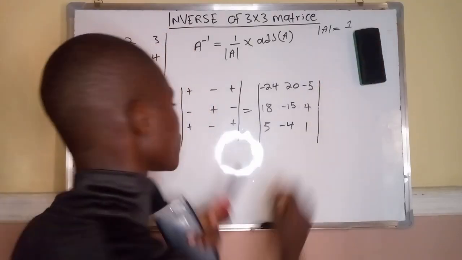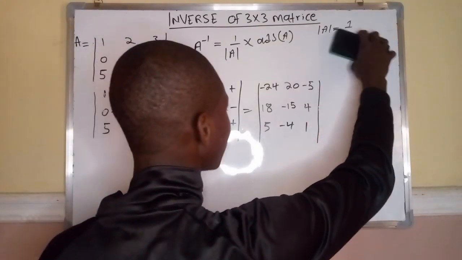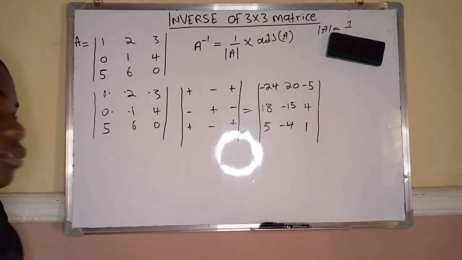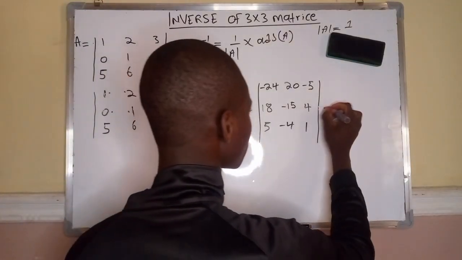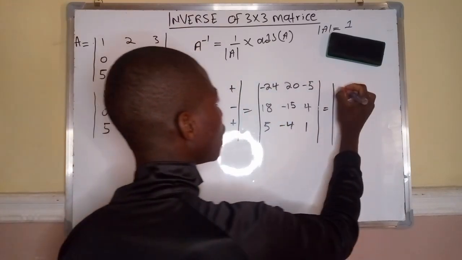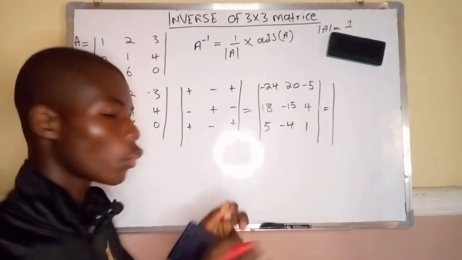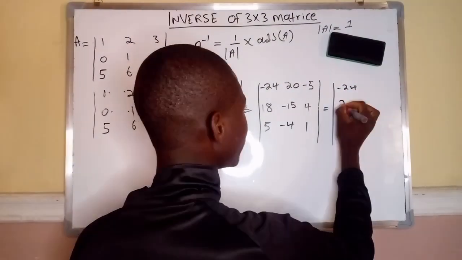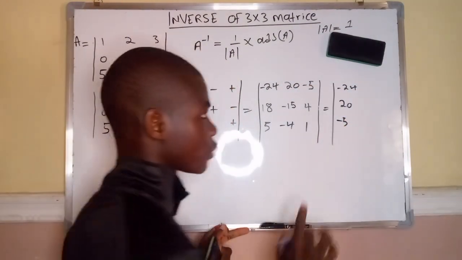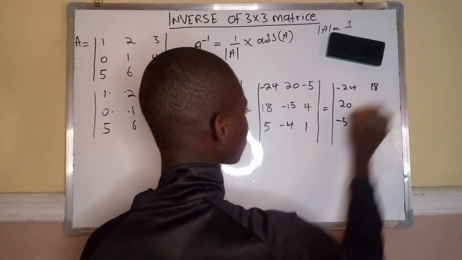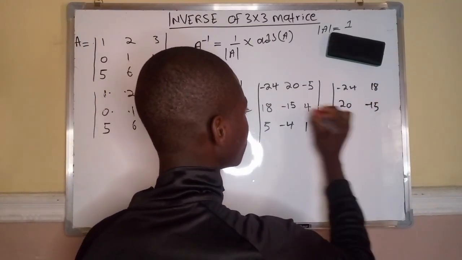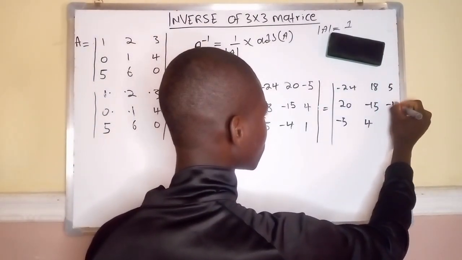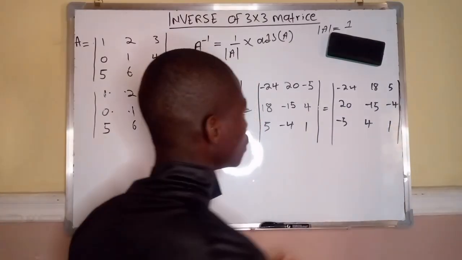This is the cofactor of this matrix. The next thing to do is to find the adjoint of this matrix. If I'm going to find the adjoint of this matrix, I will just transpose it. So how can I transpose it? To transpose this matrix, I have to change the rows to become columns. Like I would say minus 24, and then 20, and then minus 5, and then 18, minus 15, and then 4, and then 5, minus 4, and 1.